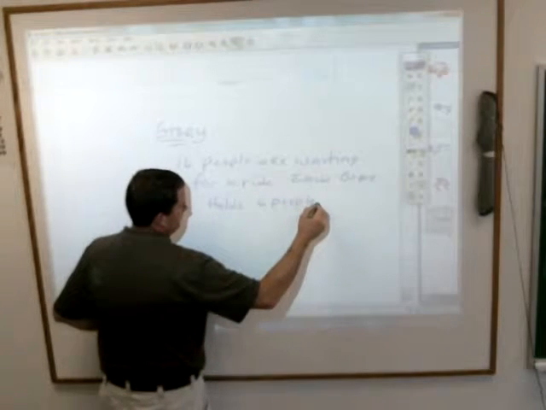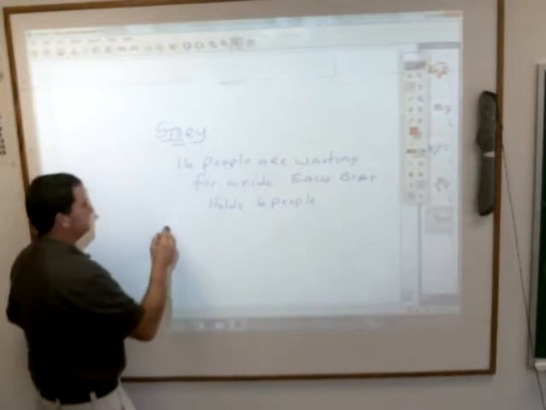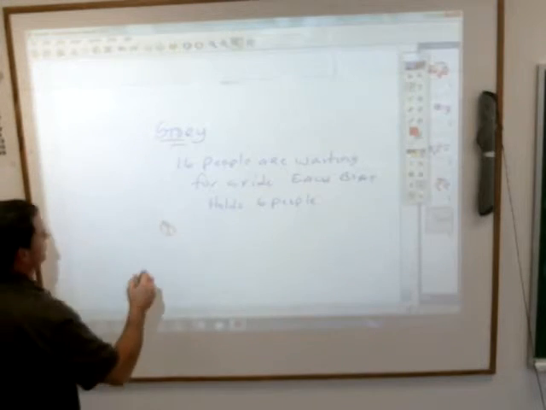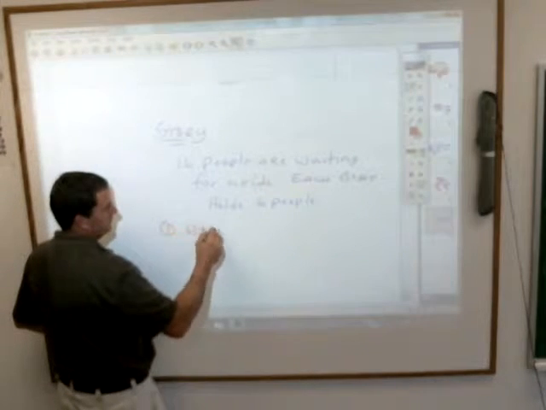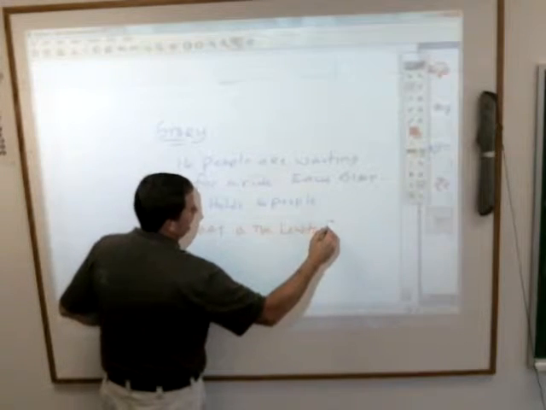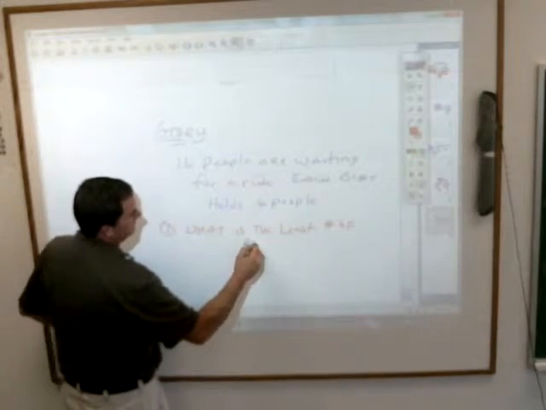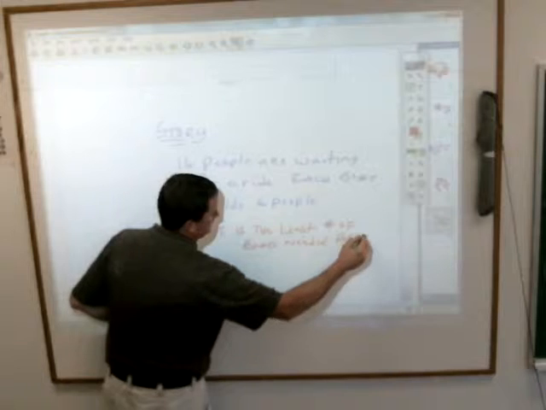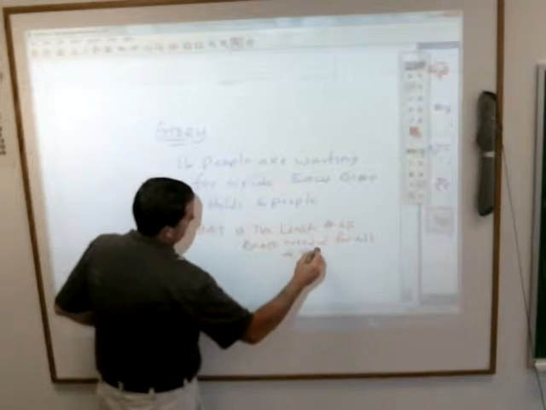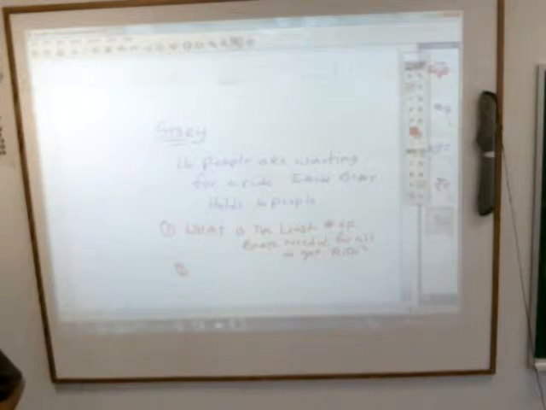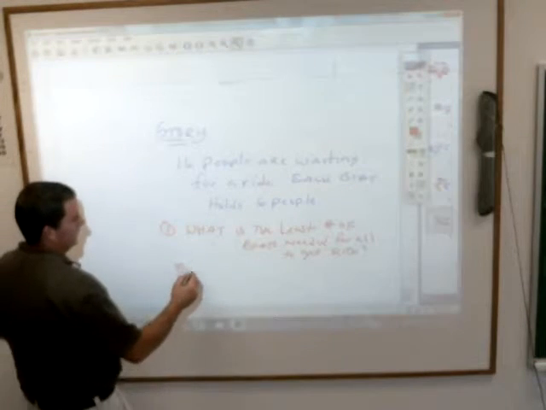A couple questions here. Question number one is, what is the least number of boats needed? What is the least number of boats needed for all the people to get a ride? That's a question. Question number 2 is, if 2 boats arrive, how many people will have to wait?